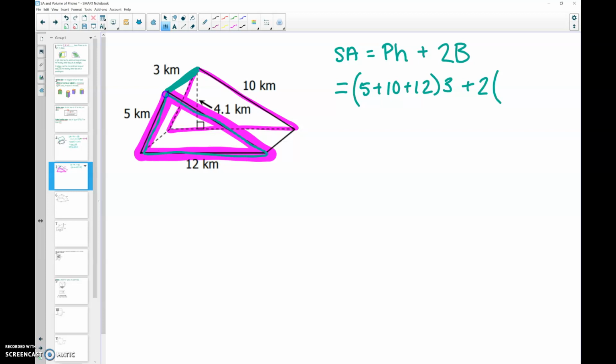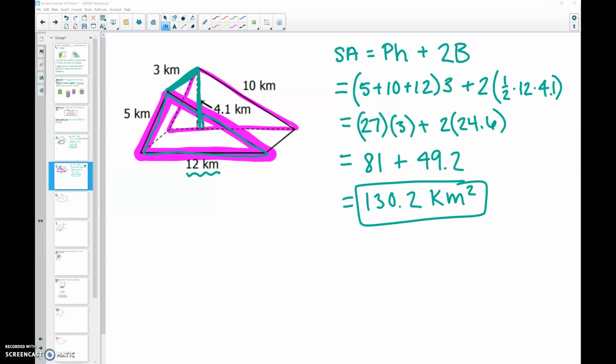And we remember the area of a triangle is 1/2 base times height. Now the base of my triangle is 12, and the height of just the triangle is 4.1. So I've got 1/2 times 12 times 4.1. So again, here's my final answer. I've got 130.2 kilometers squared.